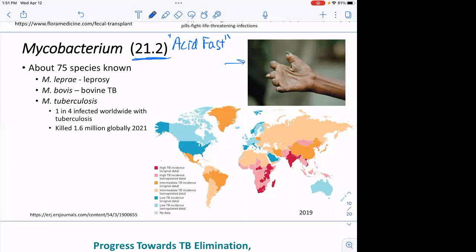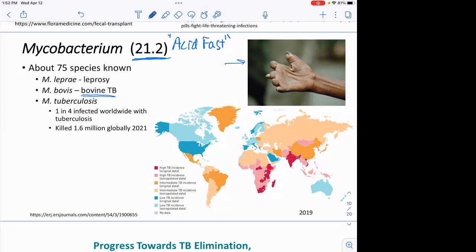Very treatable now. We have drugs that will treat it now, but you have to catch it a little bit earlier than that picture there. Mycobacterium bovis is bovine tuberculosis. So not just cows, but hoofed animals like elk and deer and moose. Humans can get bovine TB from drinking unpasteurized milk, but it's a little bit milder form of TB.